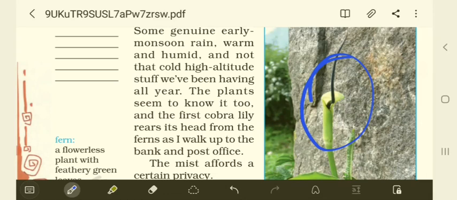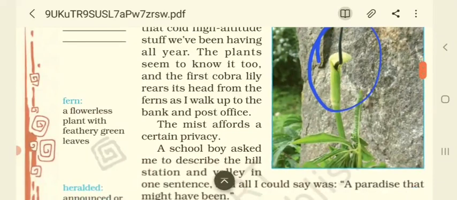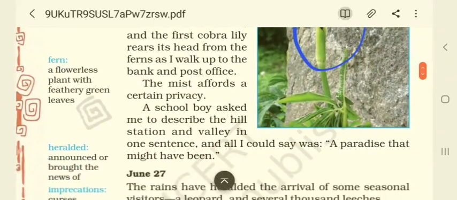As I walk up to the bank and post office. So the writer has some work at the bank and post office, and as he walks up to those places, he observes a few changes in nature, and that is what he writes down. Okay, the mist affords a certain privacy, means the mist is no longer seen now.